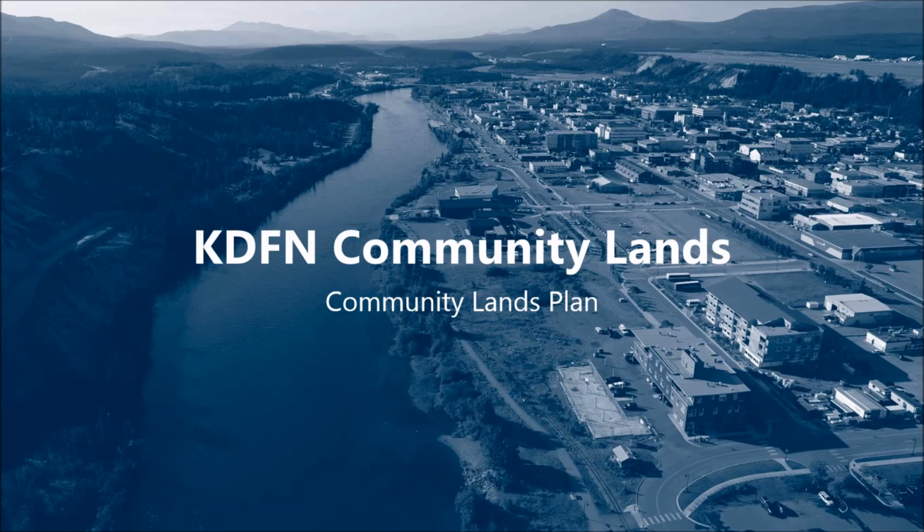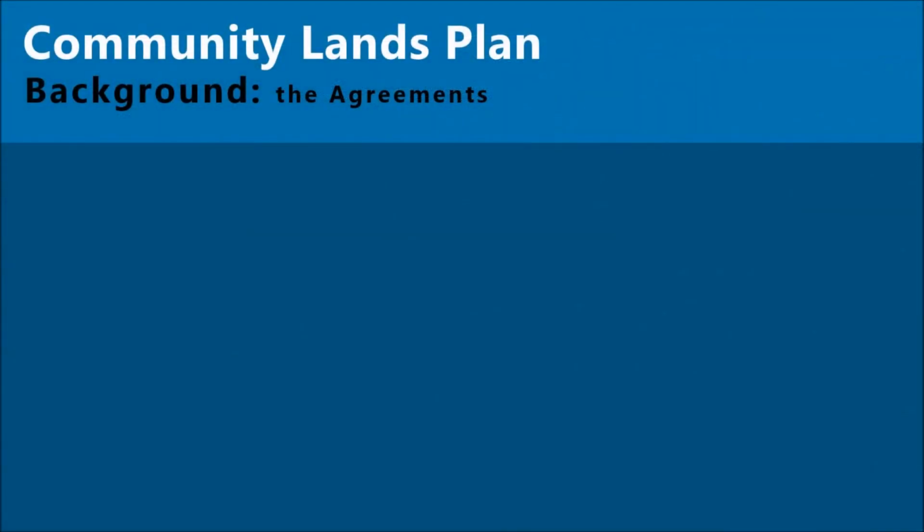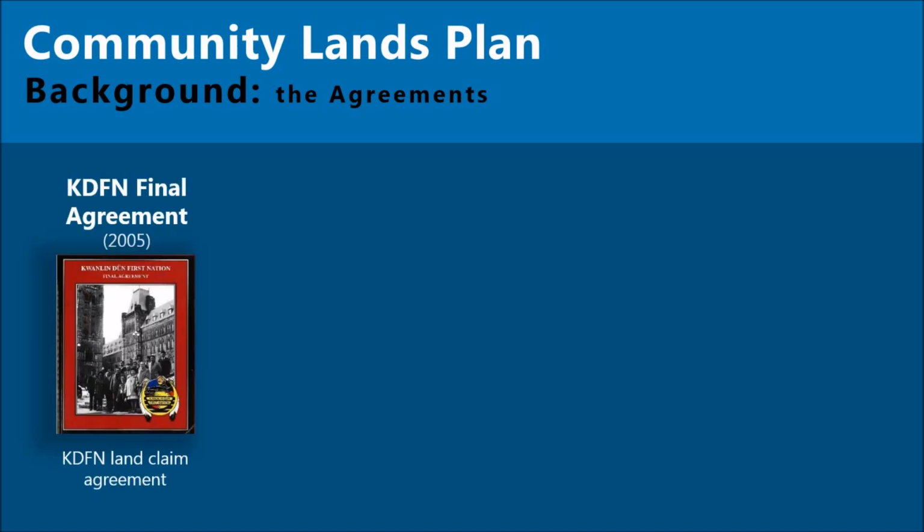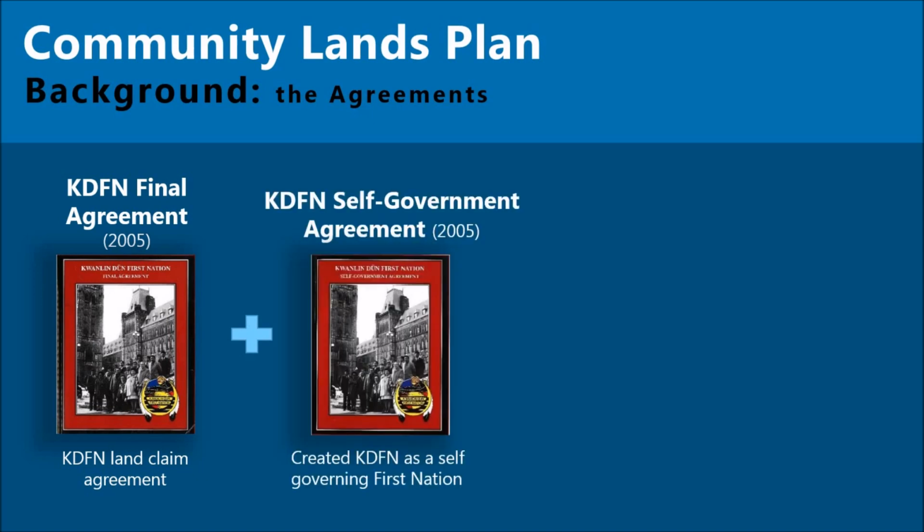So next we'll turn to the Kwalndun Community Lands Plan, and this plan is in effect for those community lands within the city of Whitehorse. And to give you a bit of background on the plan itself, we really need to go back to the agreements. In 2005, Kwalndun signed the final agreement, which is its land claim agreement, and that was negotiated along with Kwalndun's self-government agreement, which really created Kwalndun as a self-governing First Nation and provided the powers for self-governance.